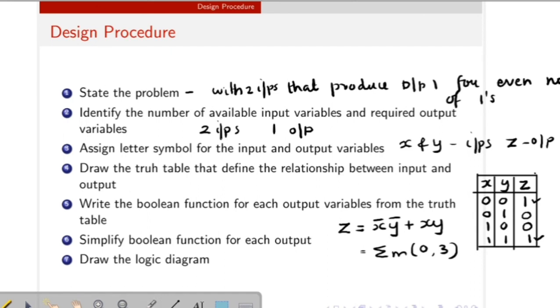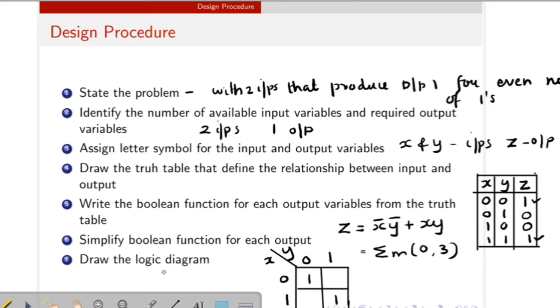Next is simplify the Boolean function. We can simplify the Boolean function by drawing the K-map. Here it is a 2 variable K-map, so we have 4 cells, right? Here x and y are the variables. Y can have value 0 or 1. X can have value 0 or 1. Here there is output 1 for 00 and 11, right? So it is not possible to group the ones. So we get the expression as the same: z is equal to x bar y bar plus xy itself.